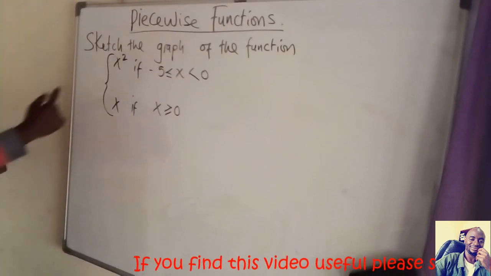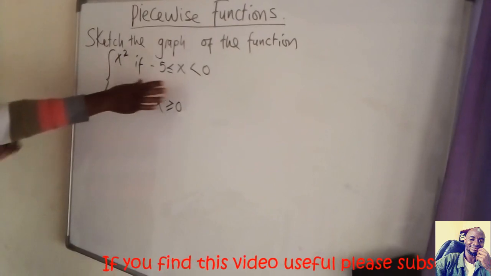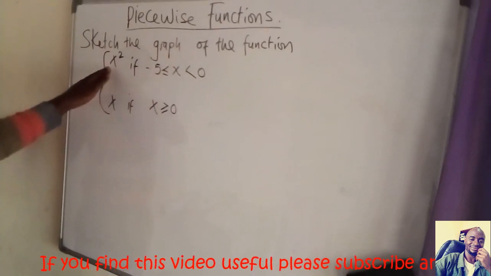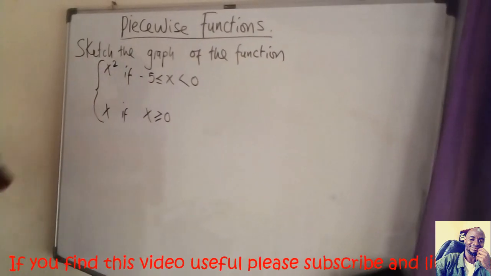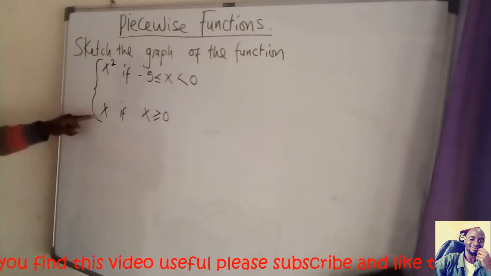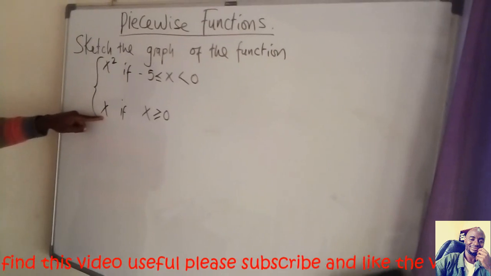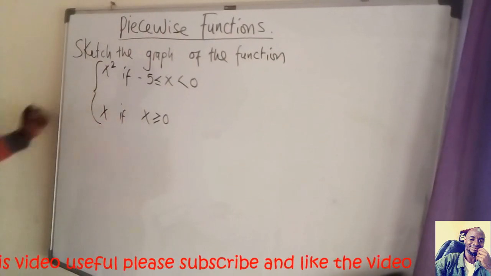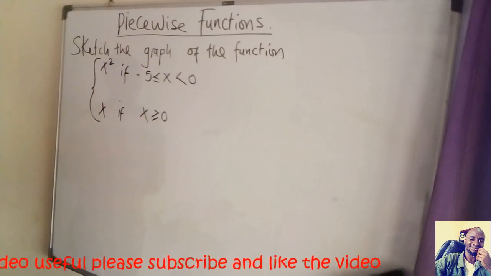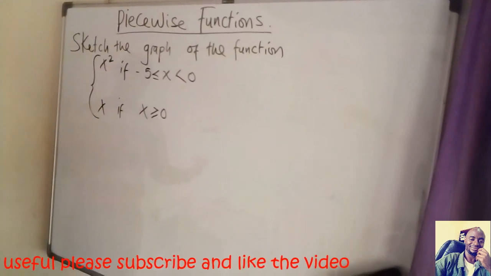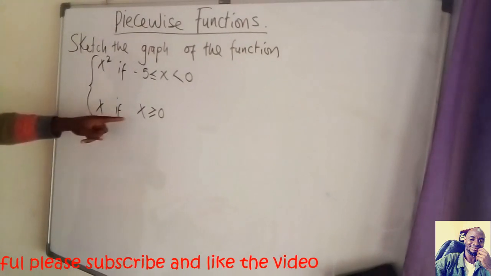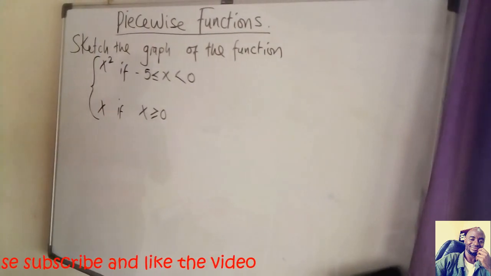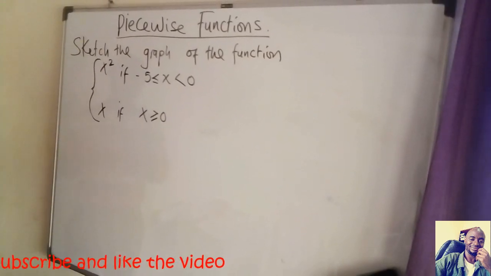So when you look at this, x squared is valid in this interval. So for all values of x in this interval, the prevailing function is x squared. But if you look at x, this function is valid for anything 0 or more. Okay, so if we take 0, 2, 3, 4, 5 up to positive infinity, the function that will be valid is this one. Okay, so now we need to graph this particular function.